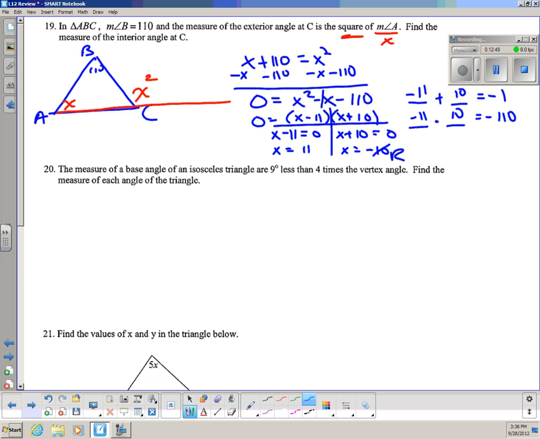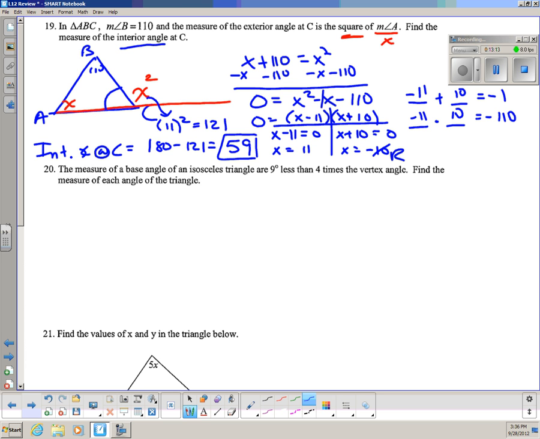So the question asks me for the interior angle at C. So I'm looking for the angle I just swooshed off. So I will plug into the exterior angle, which is 11 squared, which is 121. So the interior angle at C is equal to 180 minus 121 for a final answer of 59.